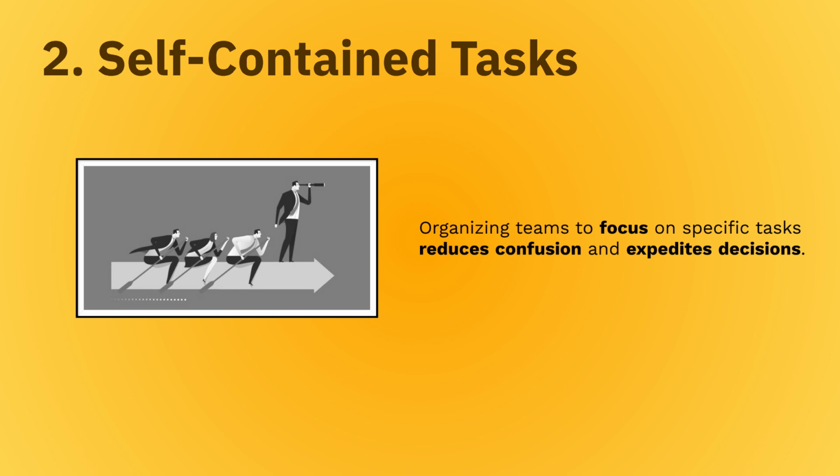The second strategy is to form self-contained tasks. Organizing teams around a single product, service, or region reduces interdepartmental back and forth. Managers can speed up decision-making by minimizing the "who do I ask next" confusion.